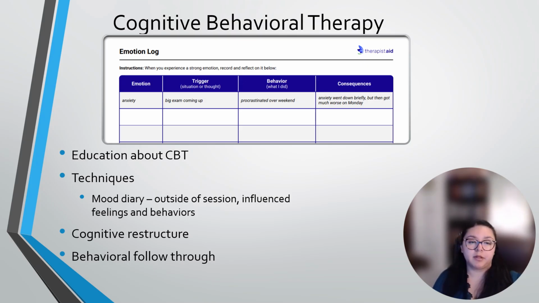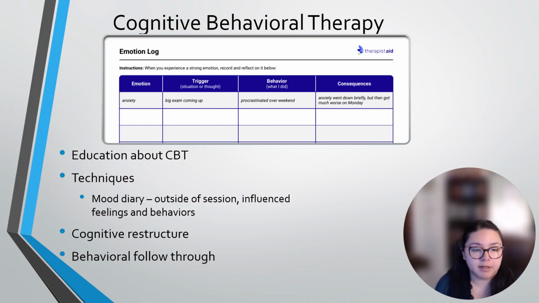Here we have an example of an emotions log, which is pulled from Therapist 8. I just pulled a little snippet of it, which has the emotion, so the anxiety, the trigger, what was the behavior, what were the consequences. And you could do this in any journal, or printing this out and giving it to the client may be helpful, or just writing it on a general piece of paper.